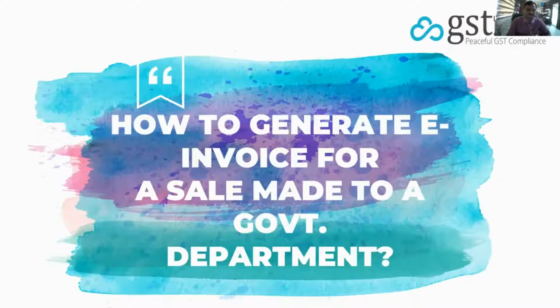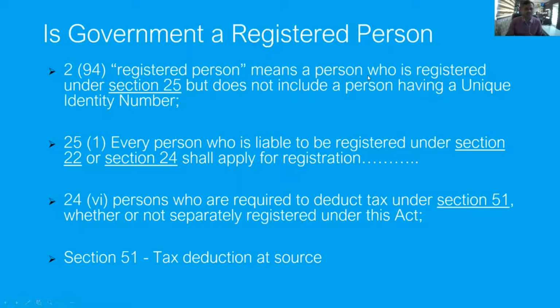We are looking at when a supply is made to a government department and not by a government department. Let's first understand, does the registered person include a government entity? If you look at the provisions under the law, Section 2 subsection 94 of the Act talks about who is a registered person. A registered person means a person who is registered under Section 25 but does not include UINs. And Section 25 refers to the person who is liable to be registered under Section 22 and 24.